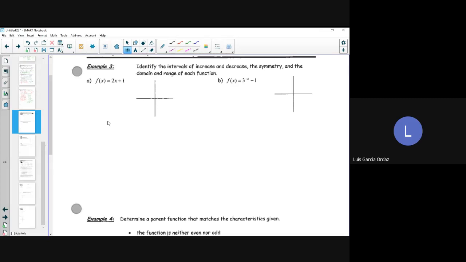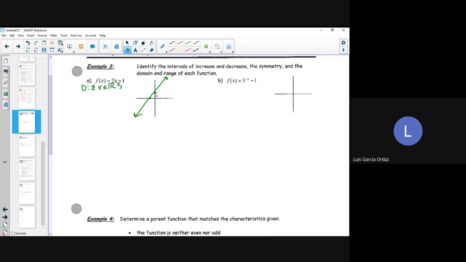Where is our y-intercept on this? Plus 1, positive 1. And our x-intercept is at negative 1/2. So we will be drawing this over here. Let's start with the easy stuff first: the domain and the range. So what would our domain be for 2x plus 1?